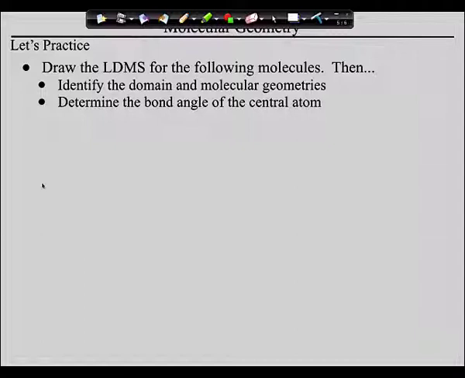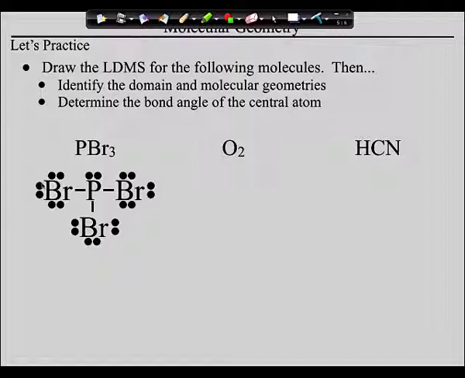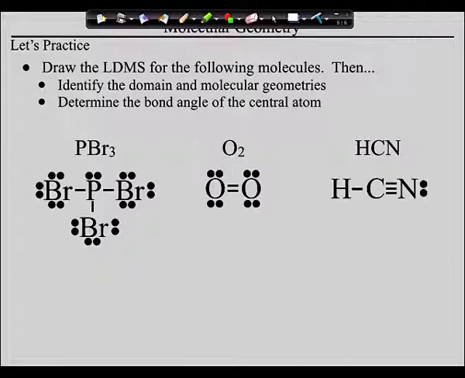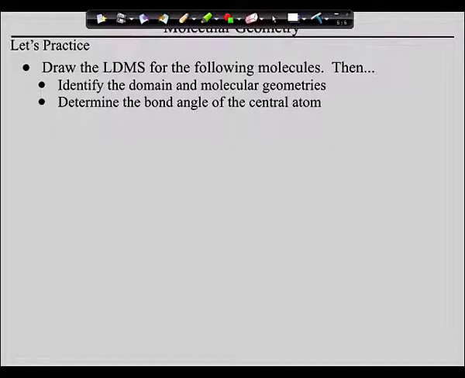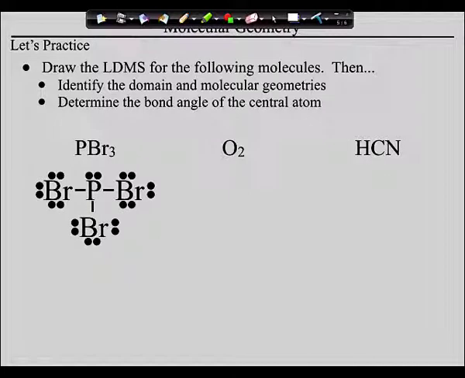Okay, so guys, here we go. PBr3. Oh my gosh, NO2. And look, we just drew the Lewis dot structure for PBr3. So here's what you now need to do once you've got the Lewis dot structures drawn. You need to identify the domain and molecular geometry and the angle.